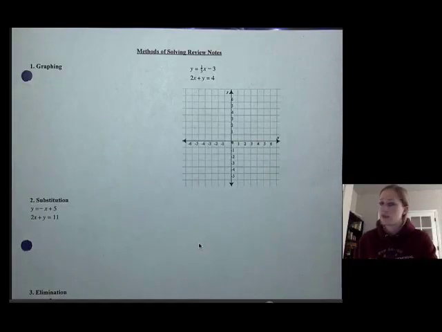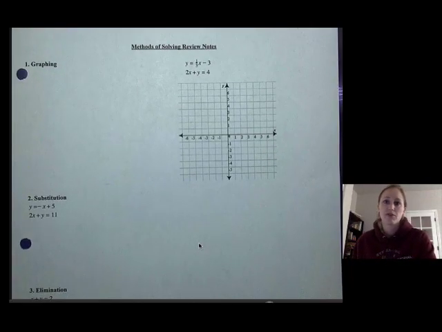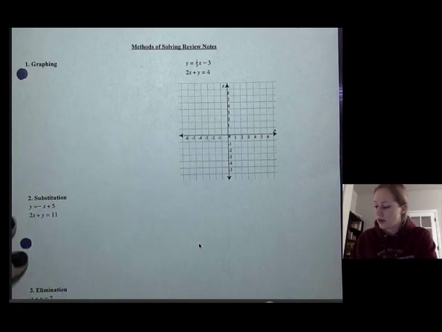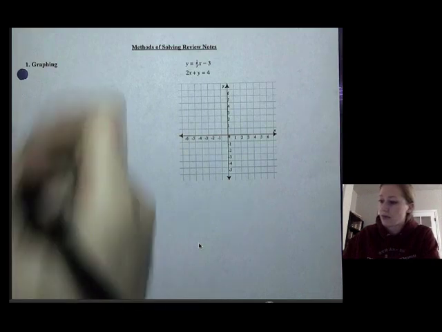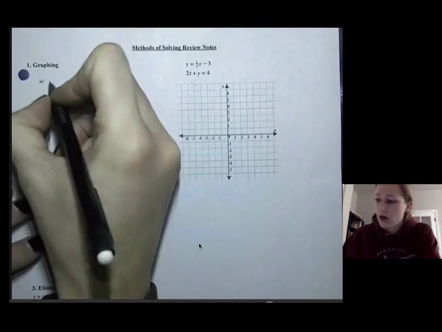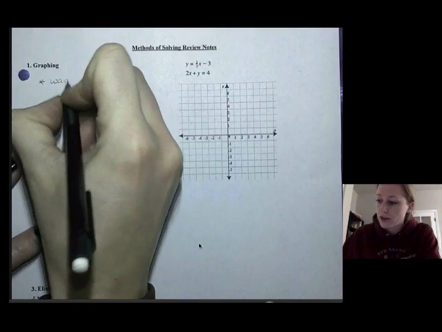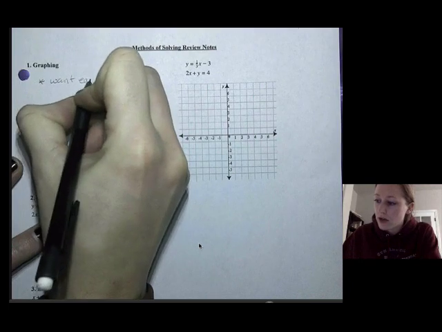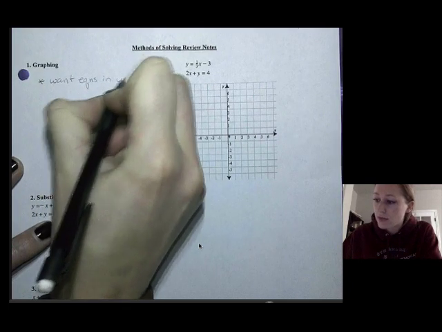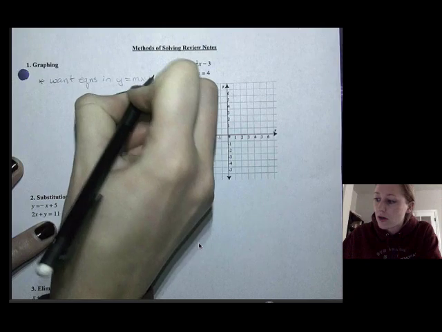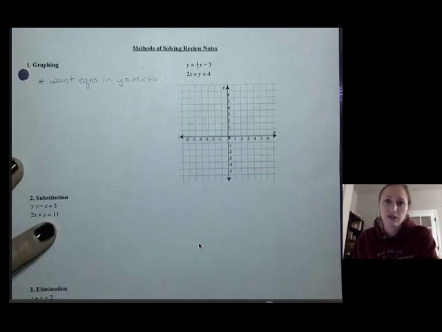Hey guys, this is just a quick recap of all the methods we've learned for solving systems so far. The first one we're going to review is our graphing method. I'm just going to jot down some notes here to help us with the steps. When we're graphing, we want our equations in slope-intercept form. That's just going to make it easier for us to graph.